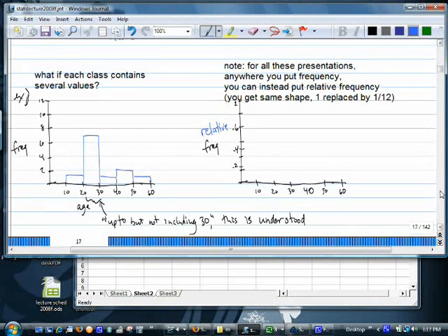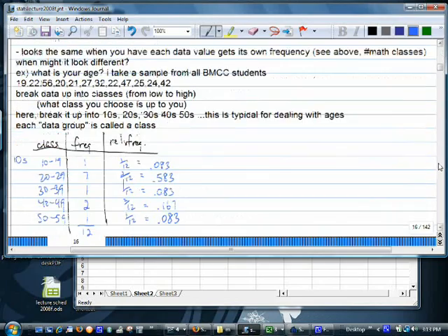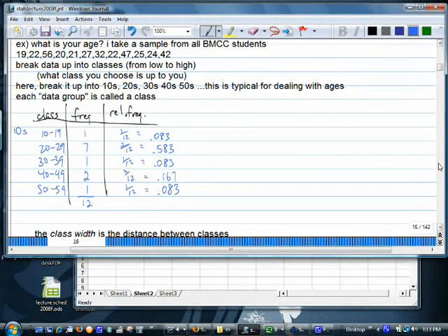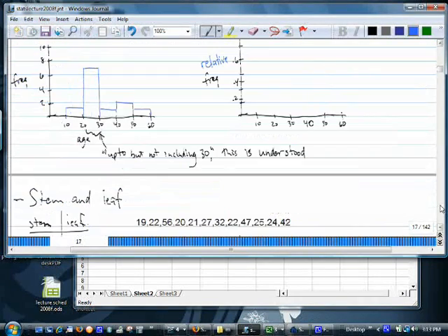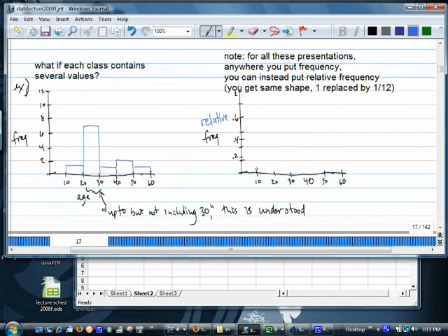So this goes up to here. This one goes up to here. This is the same. This goes up to here. And this goes up to here. For example, 1 out of 12 was 0.083, 7 out of 12 was 0.583, etc. Now what do you notice about these two pictures? About the graph on the left and the graph on the right? They're almost the same. They look the same.